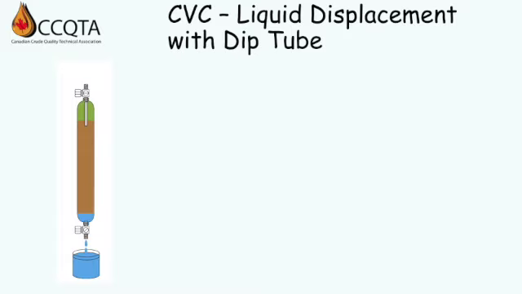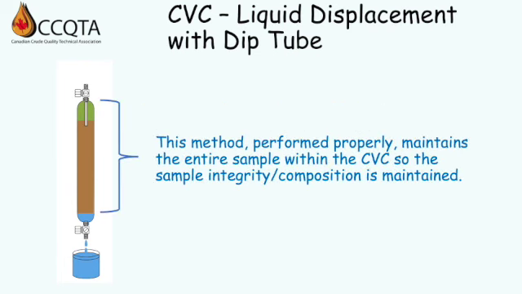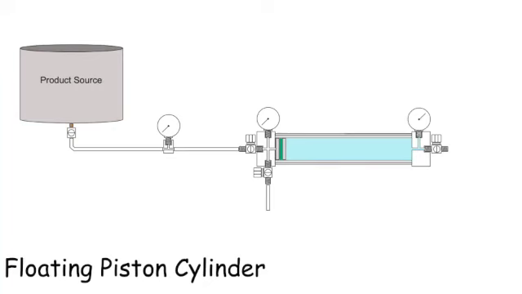This method is almost identical to the other liquid displacement method. However, the addition of the dip tube allows the user to more accurately determine the ullage. As with the other two CVC methods, this one also has the same issue with low vapor pressure samples and generation of a vapor space. This method, performed properly, maintains the entire sample within the CVC, so the sample integrity and composition is maintained. Now we'll look at the FPC. This is an illustration of how a floating piston cylinder is used during sampling.